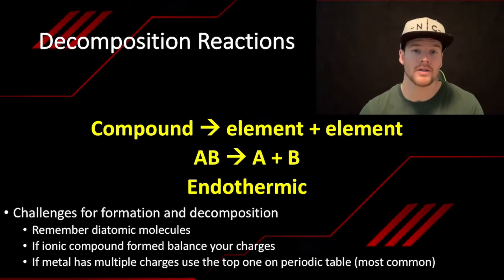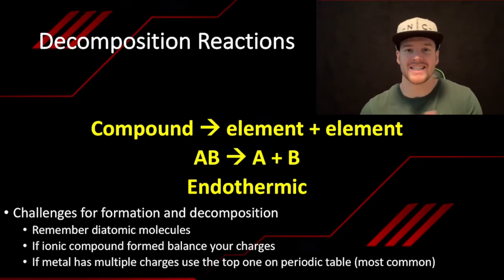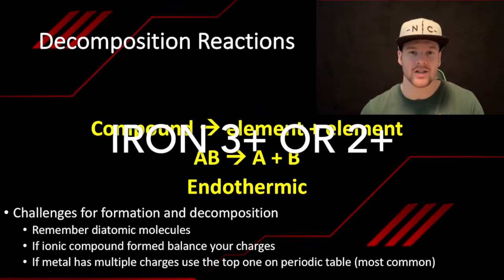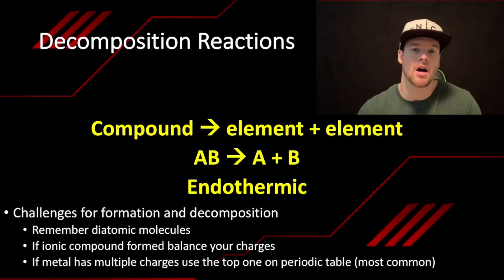And if there's a metal involved in this reaction, it could be multivalent, meaning it has multiple charges that it could be, like a +2 or a +3. If you have a formation reaction and it's, say, iron plus oxygen goes to iron oxide, it doesn't say which charge it's going to be. It could be iron 2 or iron 3. So the top charge, the one that's on the top in the periodic table, is going to be the most common one, and that's the one that you're going to choose by default.